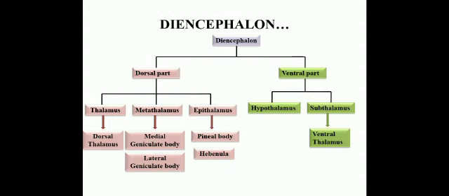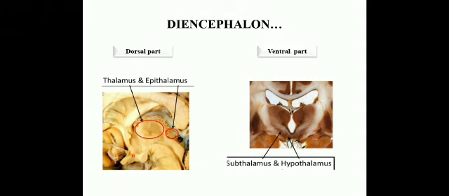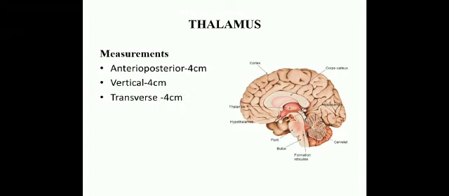So, today we will learn about the dorsal part of the diencephalon. Here you can see the thalamus and the epithalamus. The ventral part includes the subthalamus and the hypothalamus. Now, the thalamus. The thalamus is a large mass of grey matter, measuring about 4 centimeters in each side, that is, 4 centimeters anteroposteriorly, 4 centimeters vertically and 4 centimeters transversely.